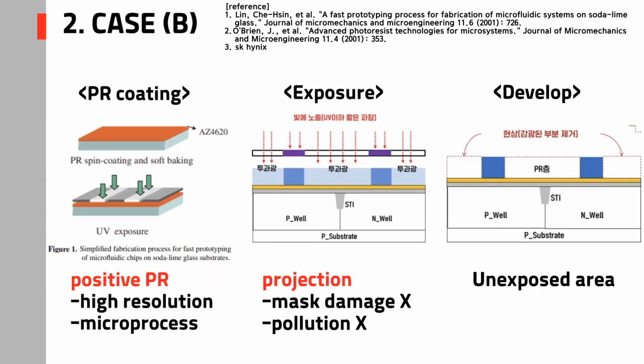This represents the photolithography process for case B. The choice of a 20 nanometer line width suggests a preference for a microprocess. Negative photoresist was ruled out due to its property of increasing molecular structure size when exposed to light, making it unsuitable for fine processing.